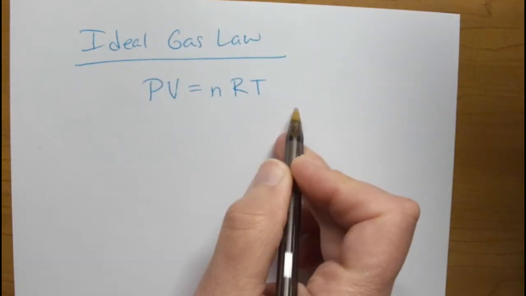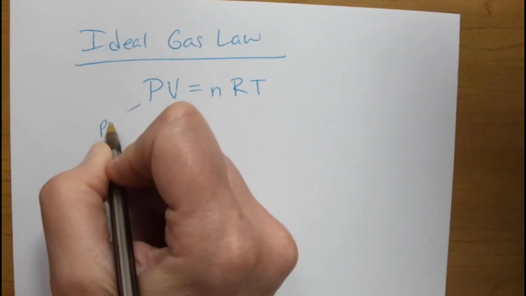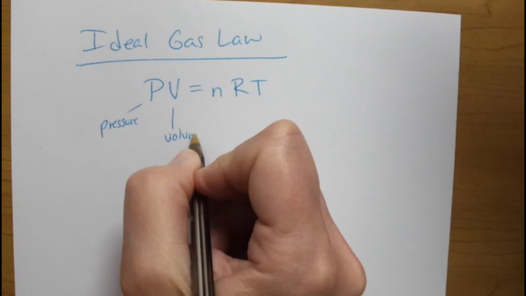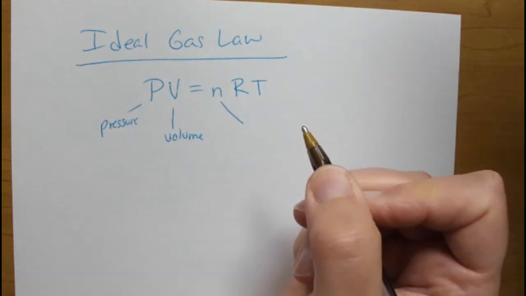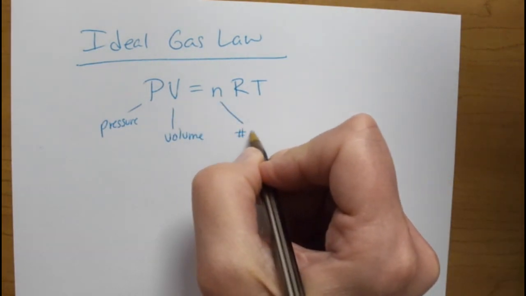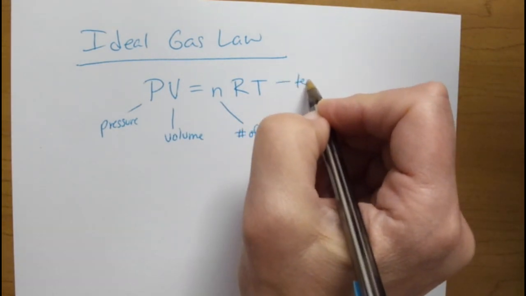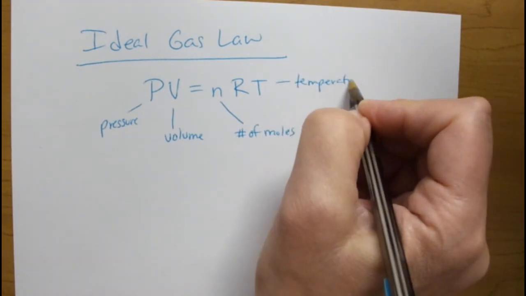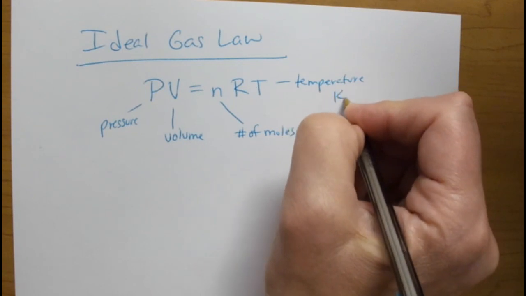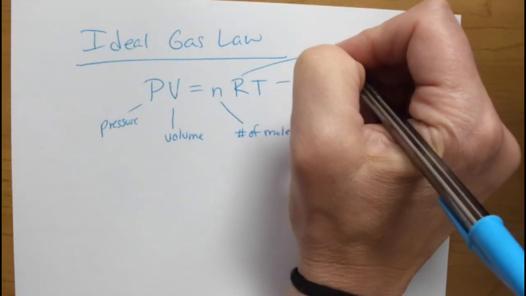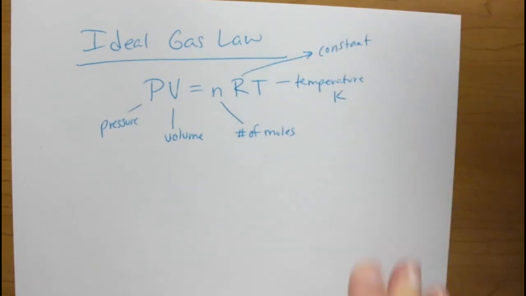PV equals nRT. So of course, P is pressure, V is volume, n tells us how much gas we have, and that's number of moles. T is temperature in Kelvin, and R is a constant, which means it's always the same number.